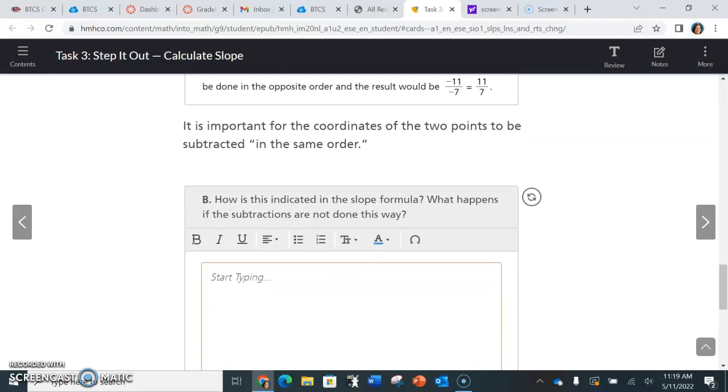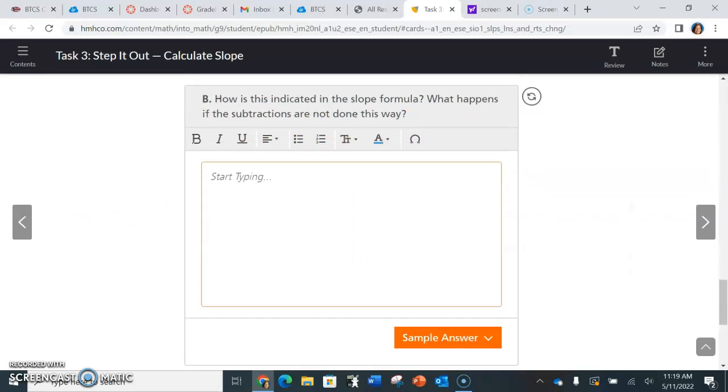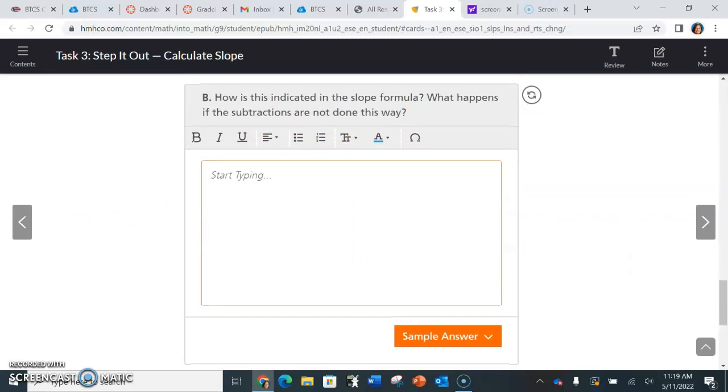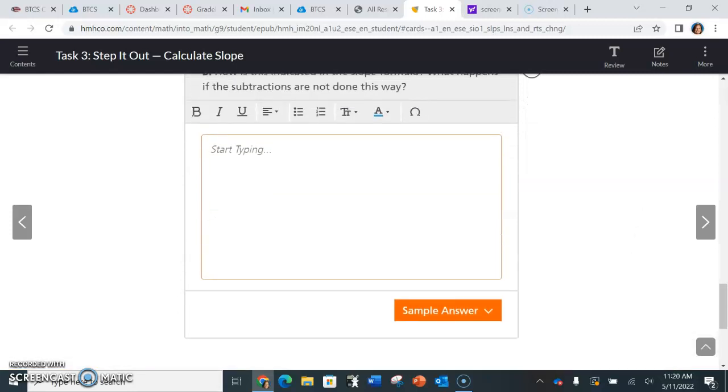Is it important for the coordinates of the 2 points to be subtracted in the same order? And the answer to that is yes, because if you switch the order, then you would get an opposite sign or a different number from the one that you should get. So it says, how is this indicated in the slope formula? What happens if the subtractions are done this way? All right, if you did not follow the order of the formula, you would get the wrong answer. All right, that's all for task 3.